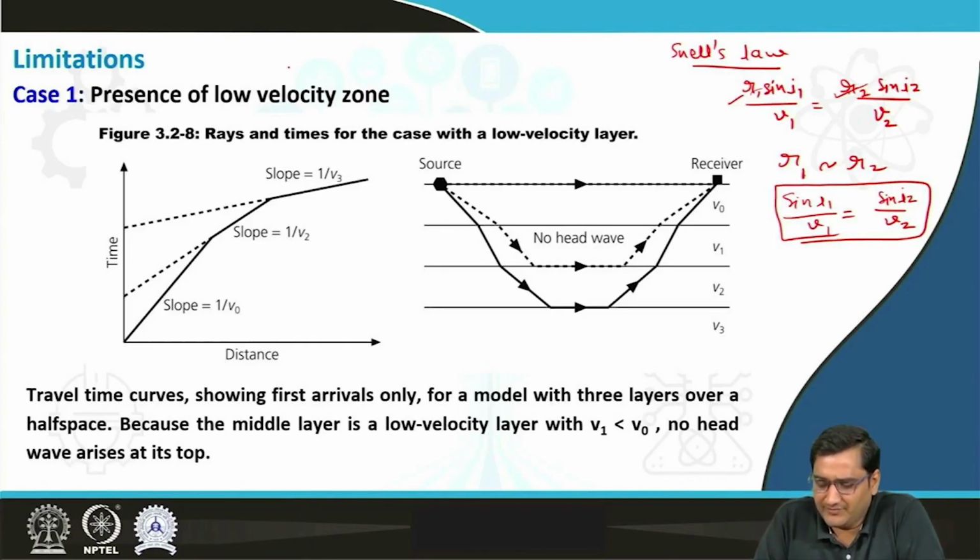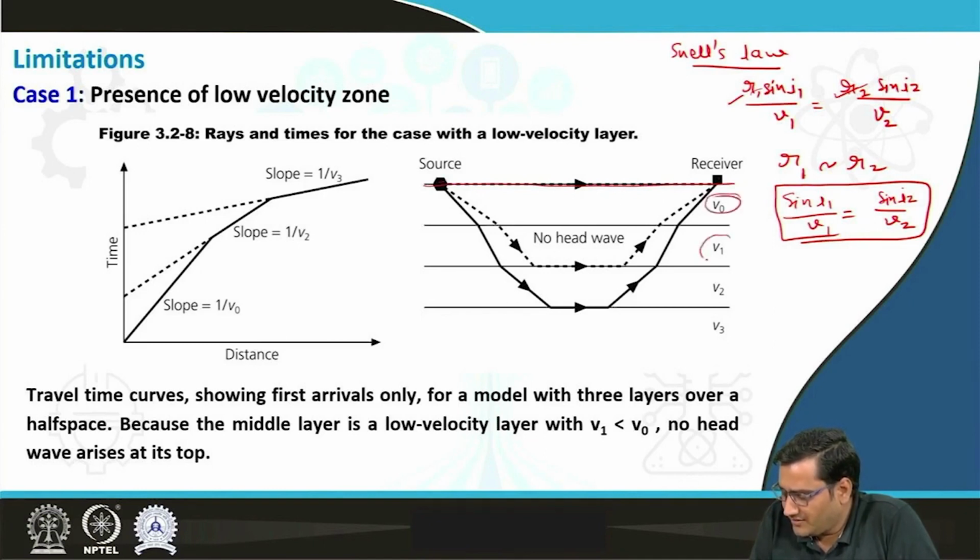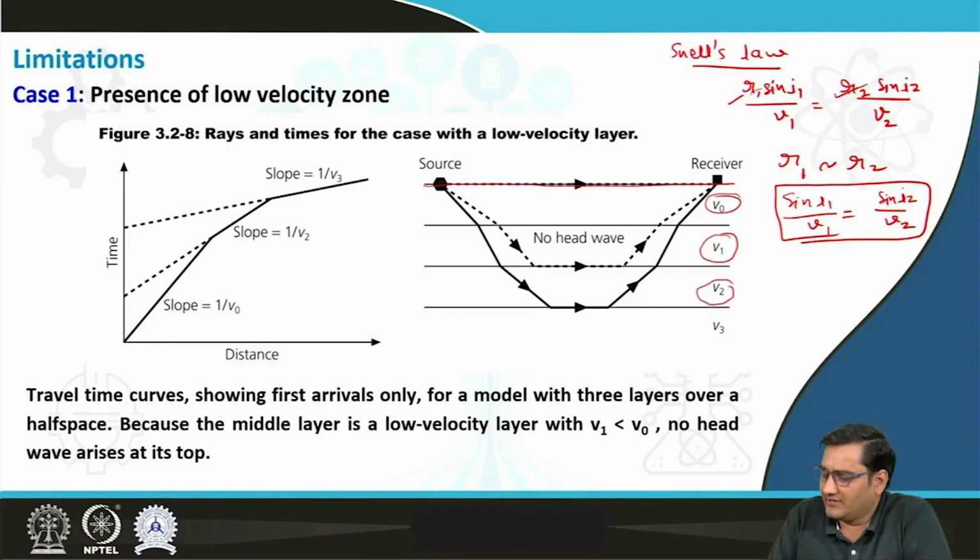Now we talk about the limitations. Case one is the presence of a low velocity zone, which means that velocities are not strictly increasing, so there is a layer having a velocity lower than the layer above. Let's suppose this is an example where there is a surface at the top. There is a layer of velocity v0, another layer v1, another layer v2, and a half space of velocity v3. Since we are talking about a low velocity layer, the velocity v1 is smaller than v0.